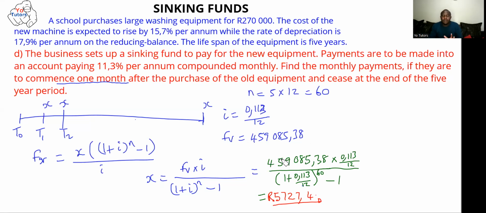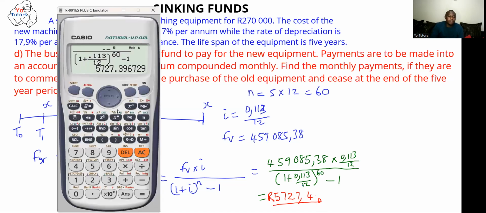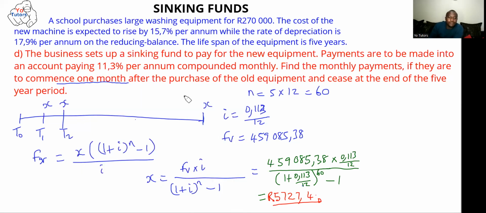Okay, so if we punch our calculator, this is what we get, 5,727.4, and we can now store this, shift store. We can put it in D. There's no problem. Just remember to know where you store it. Okay, but now we have found the monthly payments that need to be made. Let's move on to the next one.